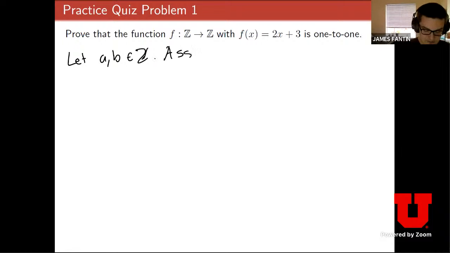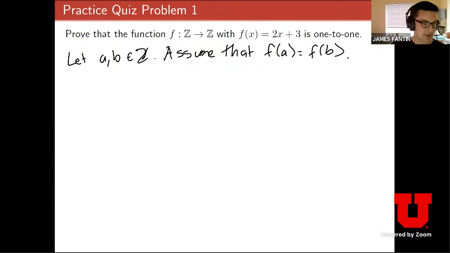And then we can assume that f of a is equal to f of b. And this is just the assumption we make to prove something's 1 to 1. If f of a equals f of b, to prove it's 1 to 1, we have to prove that a is equal to b. So if we have f of a is equal to f of b, then we just do algebra, and we just need to conclude at the end that a equals b.